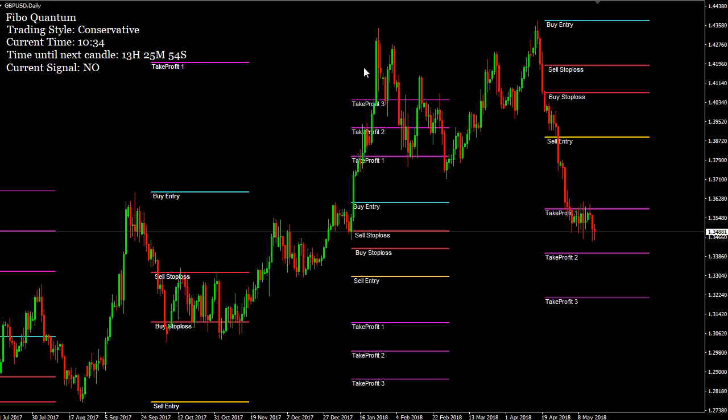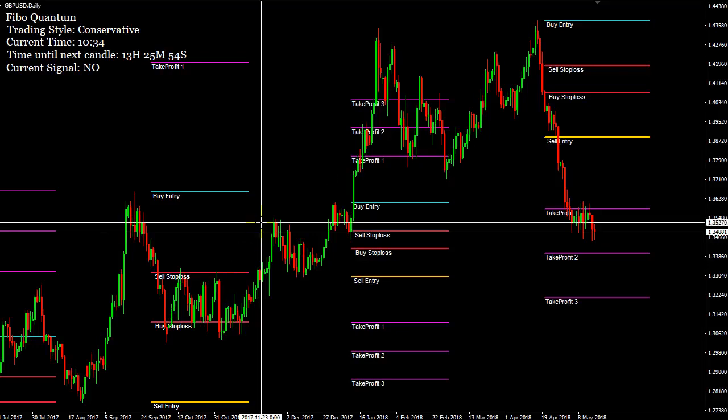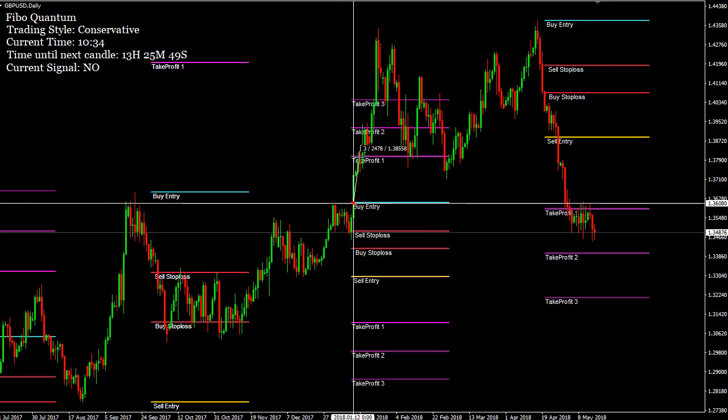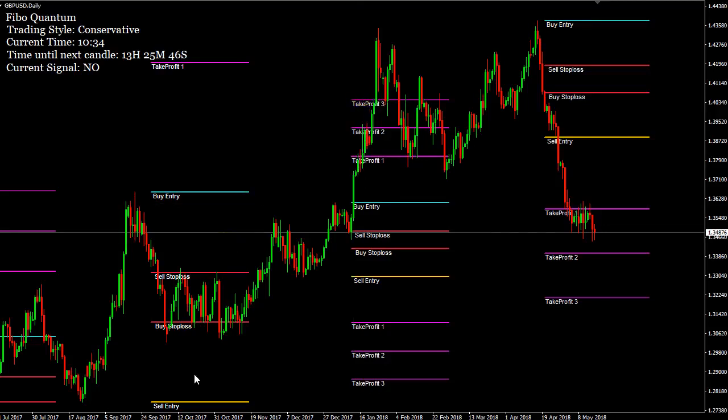This trade here, we're going up. So we're looking for a buy entry, and you see the buy entry is plotted here. It goes to take profit 3 for 431 pips.